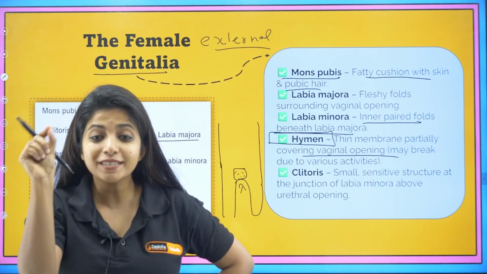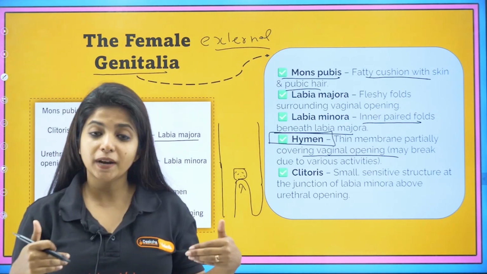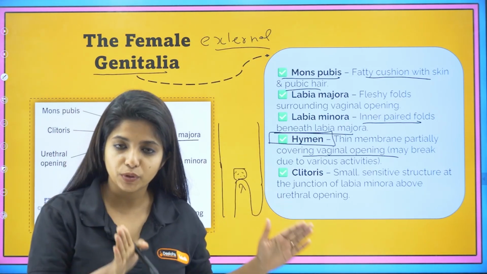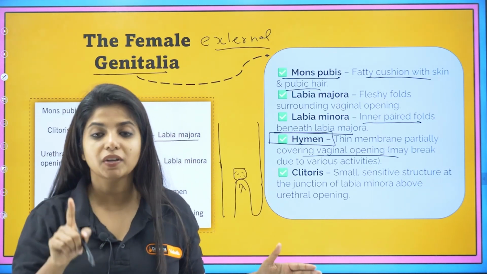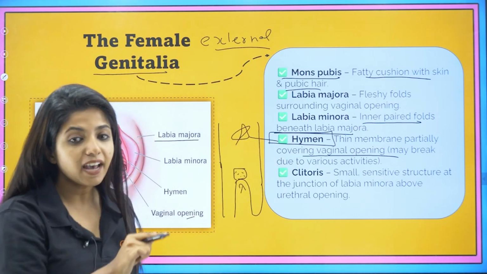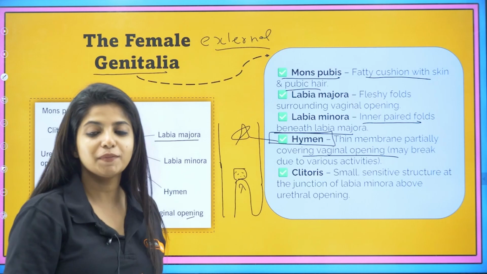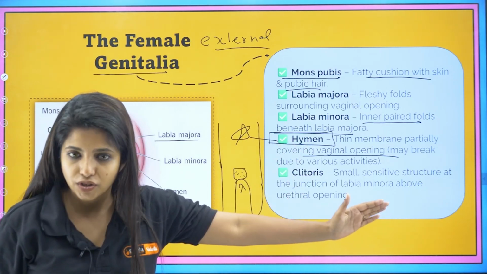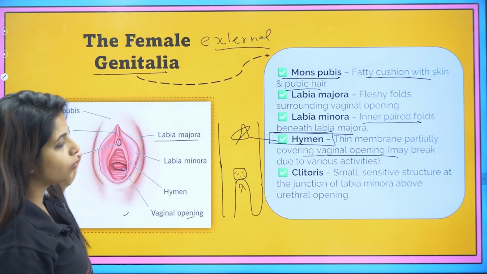But isn't that a misconception? Yes. Why? Because there are plenty of ways in which the hymen can be torn. So people used to believe that, and it's a myth. It's a very, very big myth, and this is a very important question as well. Can hymen be considered as a sign of virginity? Answer: no. Why? Because it can be torn for multiple reasons. It is a thin membrane that partially covers the vaginal opening.